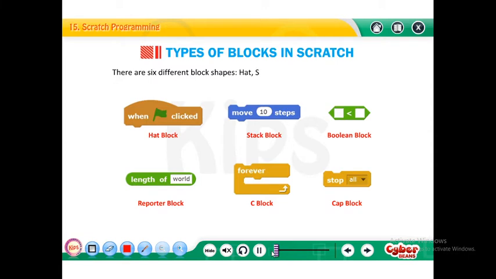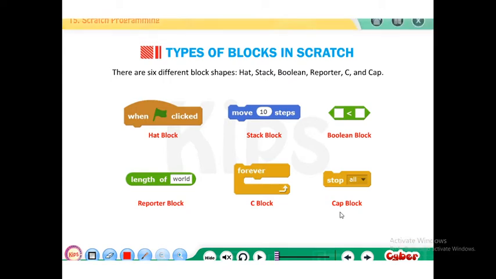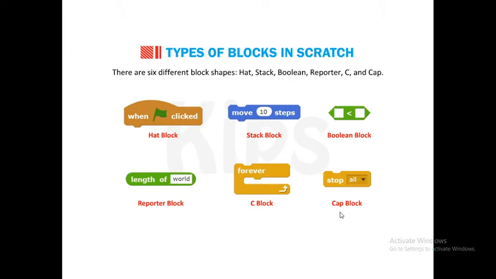There are six different block shapes: hat block, stack block, boolean block, reporter block, C block, and cap block. This programming mainly deals with scripts which we build with the help of blocks only. These blocks are categorized into six different block shapes: hat, stack, boolean, reporter, C block and the cap block. Inside these, the blocks are again divided. What are the uses inside hat blocks, what will stack blocks do, what will boolean blocks do.